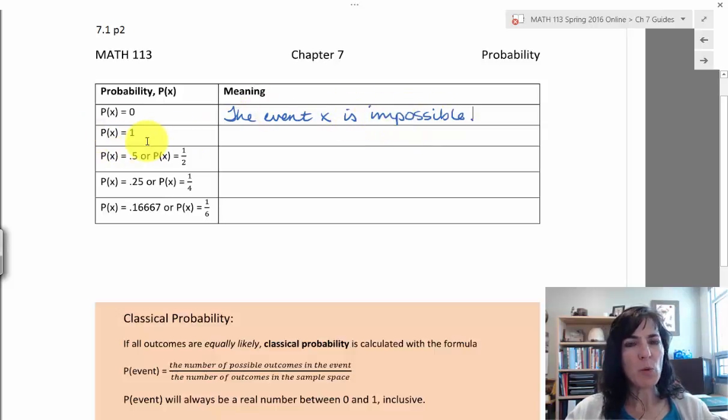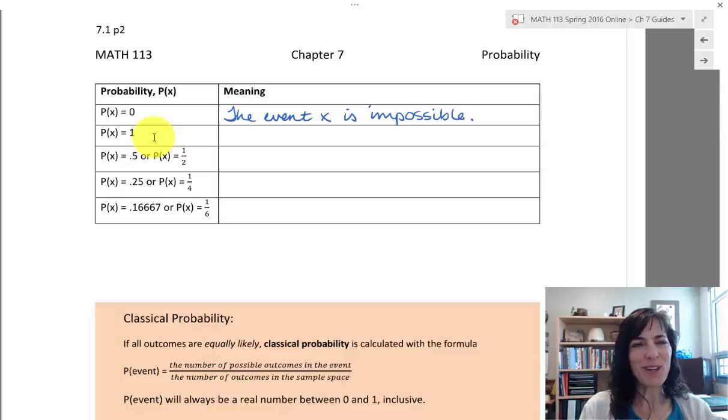P of X equals 1, that would be the probability of event X occurring is 1, and 1 is the highest probability that you can have. So what it means is that event X is always going to occur, that it is completely expected every time.